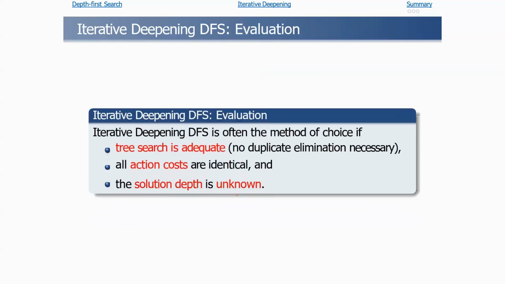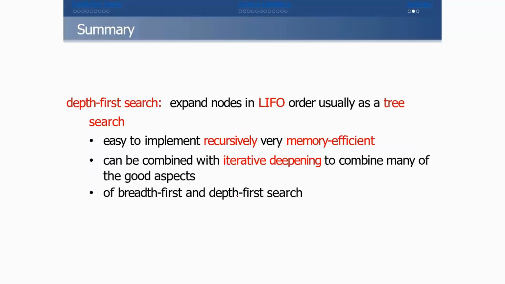Iterative deepening DFS is often the method of choice if tree search is appropriate, no duplicate elimination is necessary, all actions cost are identical, and the solution depth is unknown. Here is the conclusion, the summary. Depth first search expands nodes in LIFO, last in first out, order, usually as a tree search. It is easy to implement recursively and very memory efficient. It can be combined with iterative deepening to combine many of the good assets of breadth first search and depth first search. We combine both.